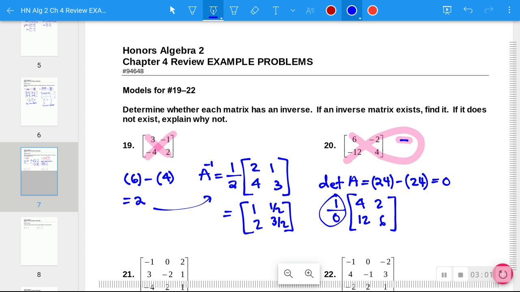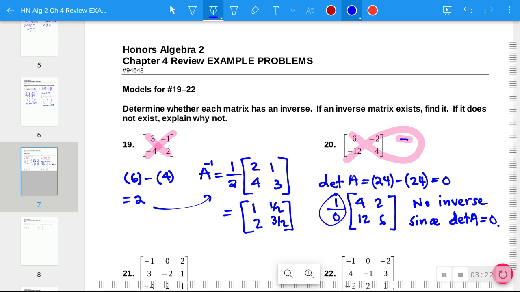So there's no inverse, or you can write it undefined inverse, since the determinant of the matrix, determinant of A, equals 0. So there's the reason why there's no inverse.